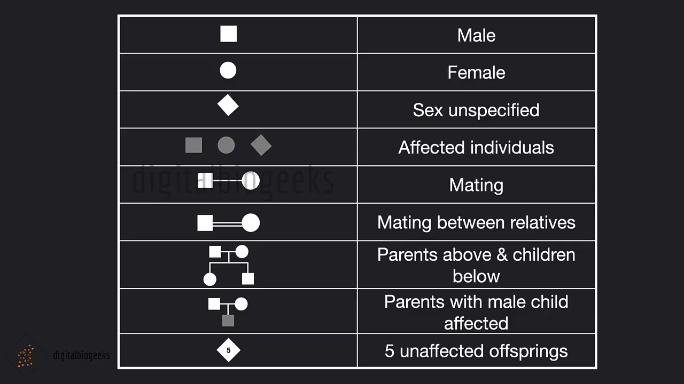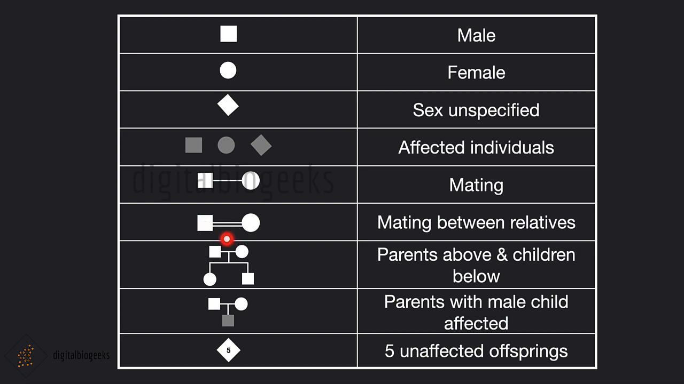Let's first be familiar with some symbols used in pedigree analysis. A square represents a male, a circle is a female. This one shows that the sex is not specified. If these symbols are shaded, it means that they represent affected individuals. If a single line joins the male and female, it symbolizes mating or marriage between them.